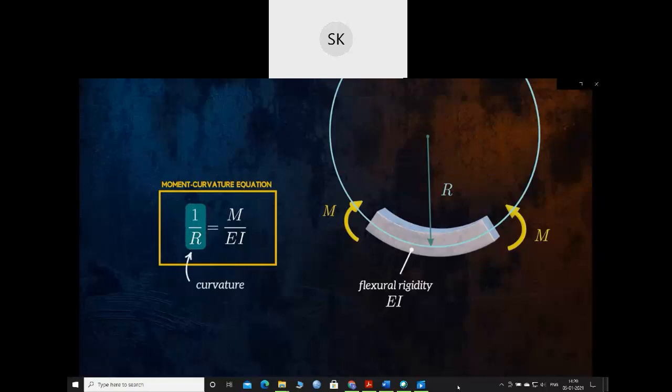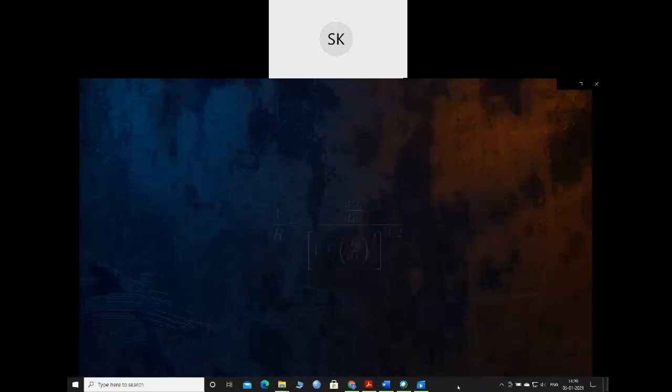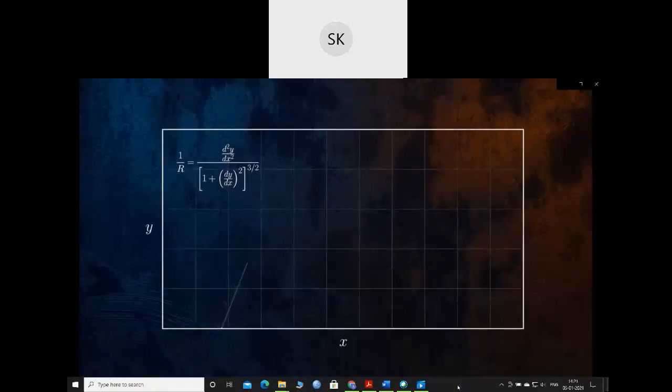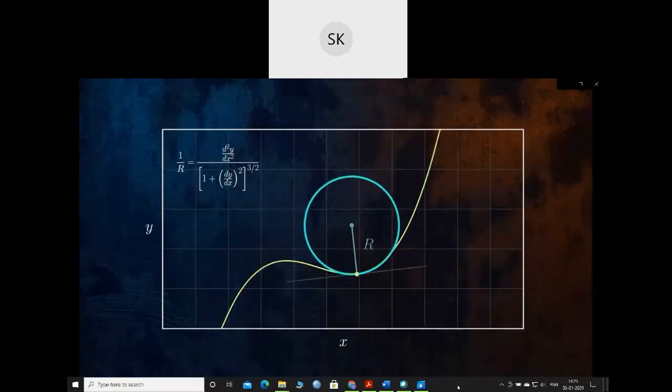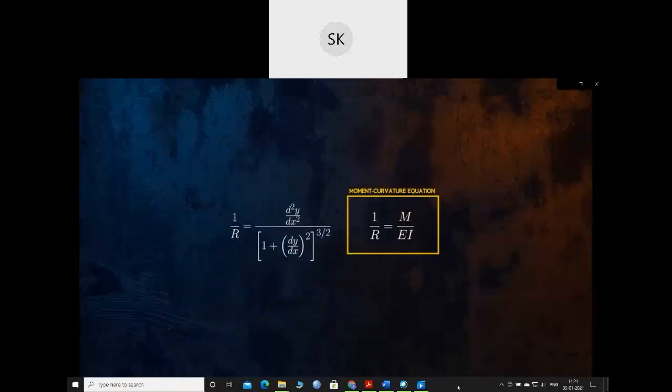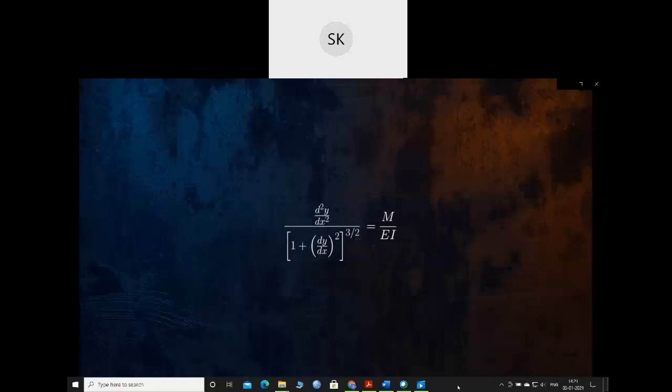The moment curvature equation is the first step towards being able to calculate the deflection of a beam, since it gives us information about how the beam will deform for an applied bending moment. It turns out there's a mathematical equation that can be used to calculate the curvature at any point along a curve. We can combine this with the moment curvature equation to get an expression that relates the deflection of the beam and the bending moment along it. But this equation is still quite complicated, so let's try and simplify it.